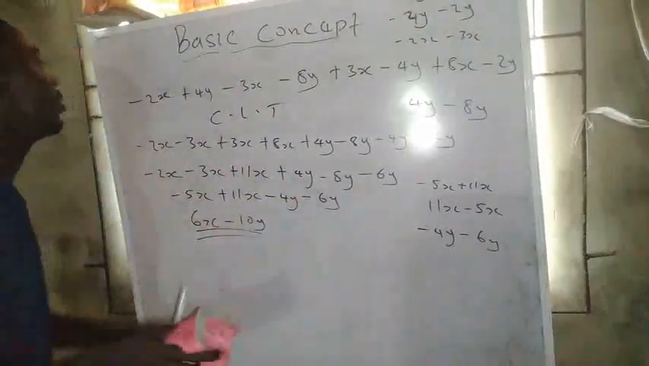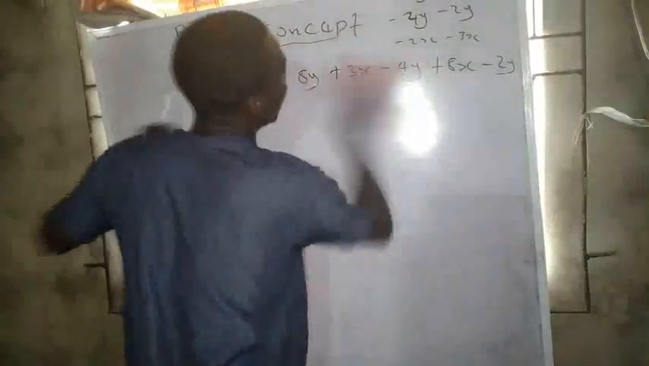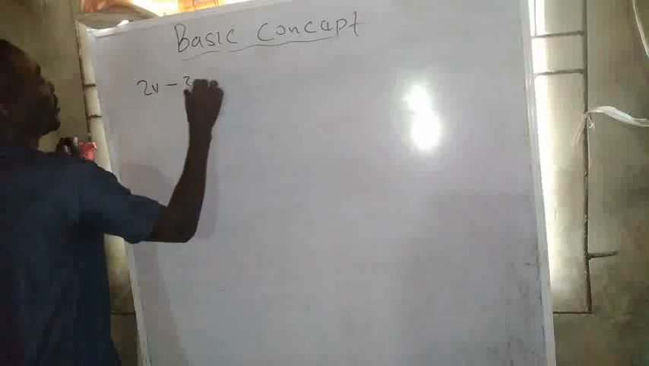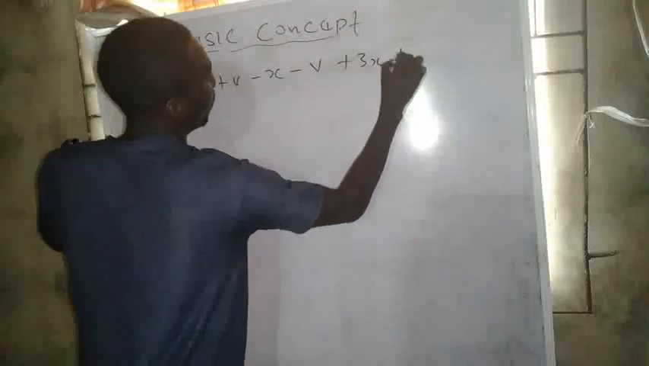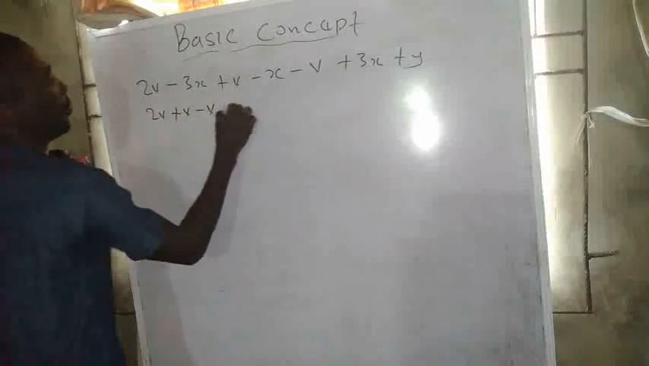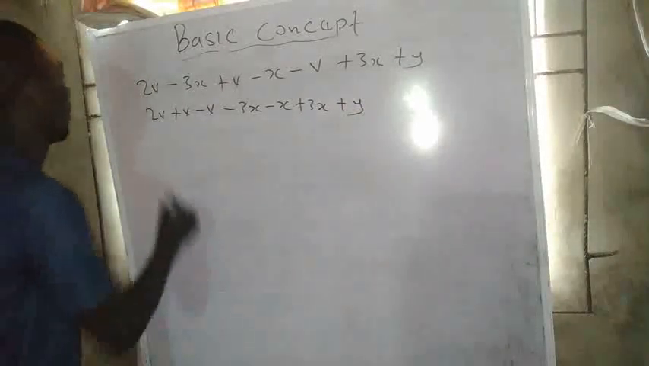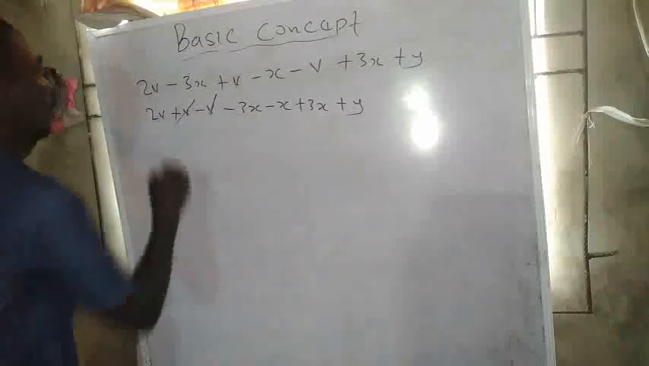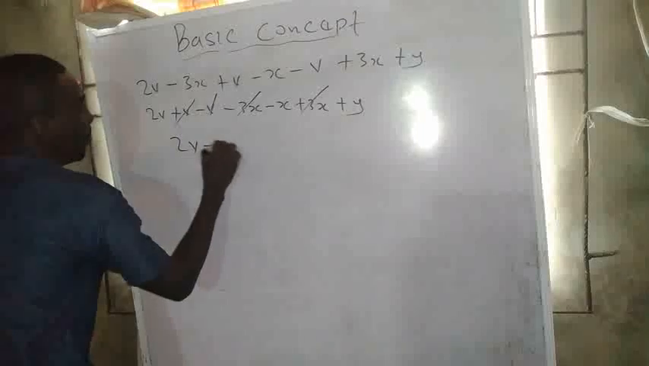So, mind you, the letters can be in any form. It's not all the time you'll have x and y. Sometimes I have 2v minus 3x plus v minus x minus v plus 3x plus y. You just have to collect the like terms. That is 2v plus v minus v, minus 3x plus 3x, minus x plus y. Here, v plus v minus v is equal to 0. Then we'll be left with what? 2v. And again, minus 3x, we cancel that, plus 3x. Then we'll be left with minus x plus y.